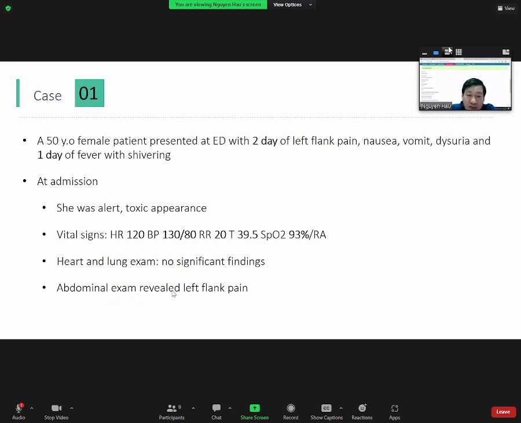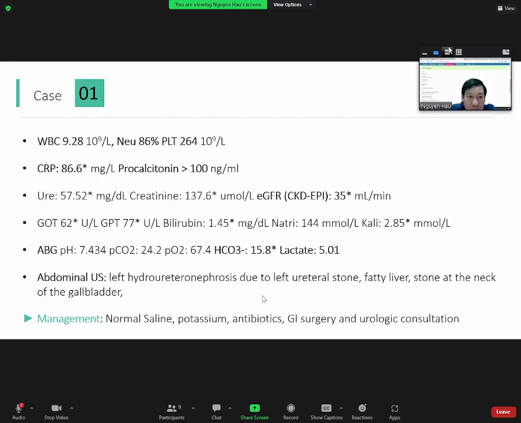Abdominal exam reveals left flank tenderness. White blood cell and platelet are normal, but the CRP and procalcitonin are so high, more than 100 nanogram per milliliter, and eGFR a little bit lower, 35 milliliters per minute. Creatinine a little bit high, bilirubin is normal, sodium is okay, but potassium a little bit low. Blood gas: decreased bicarbonate, but increased lactate. Abdominal ultrasound: left hydronephrosis due to a left ureteral stone, fatty liver, stone at the base of the gallbladder, but no inflammation.